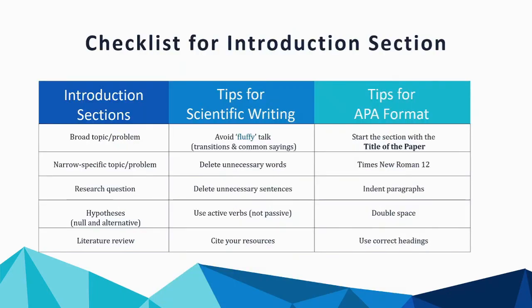So when you're writing your introduction sections, keep a mental checklist, or even a written checklist. For the introduction sections themselves, you want to remember to start with a broad topic or problem. You want to narrow it down. You want to become more specific and more focused. And eventually you're funneling it into your research question. And hopefully you've painted a good picture as to why that research question is important. Once you've given your research question, you want to discuss your hypotheses, both the null and the alternative. And then you want to present your literature review.